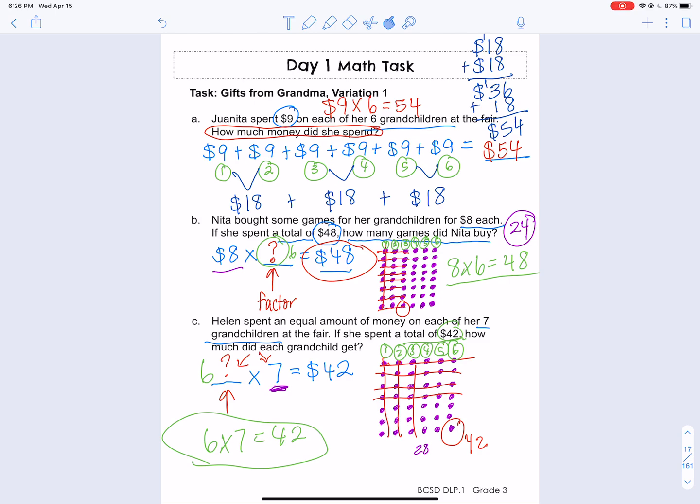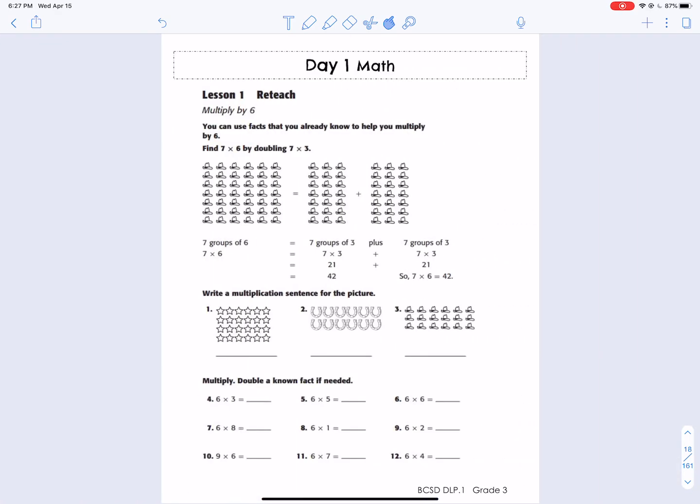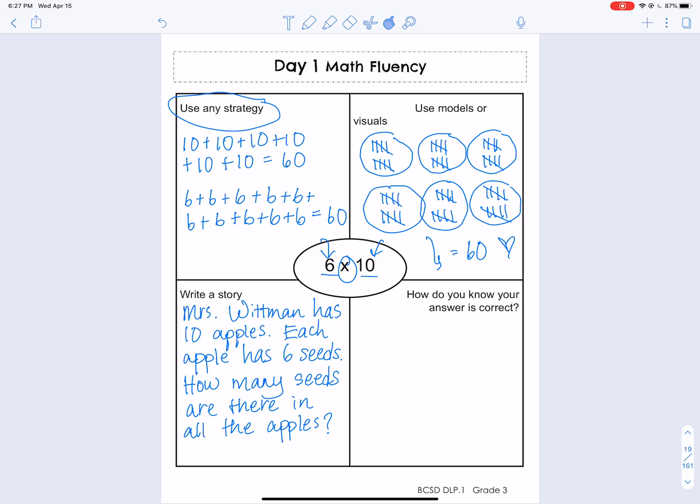I could say, instead of Juanita, my name, Mrs. Whitman spent, instead of $9, $10 on each of her 6 students at the book fair. How much money did she spend? See how easy it is? So if you get stuck, you can go back and try to find a problem from the math task page or the reteach page in your packet to get you through it.